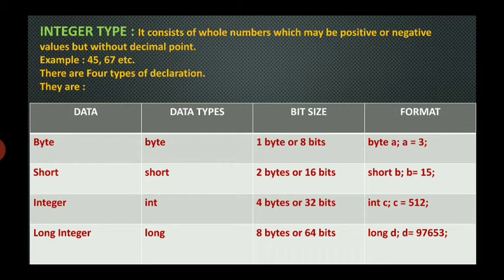Next is int. Int carries 4 bytes, which is equal to 32 bits. So int c equals 512. Long, 8 bytes or 64 bits. So long d equals 97653. Therefore, long can hold the largest bytes in case of integer data type. Okay, so these are the 4 types of data under integer type.